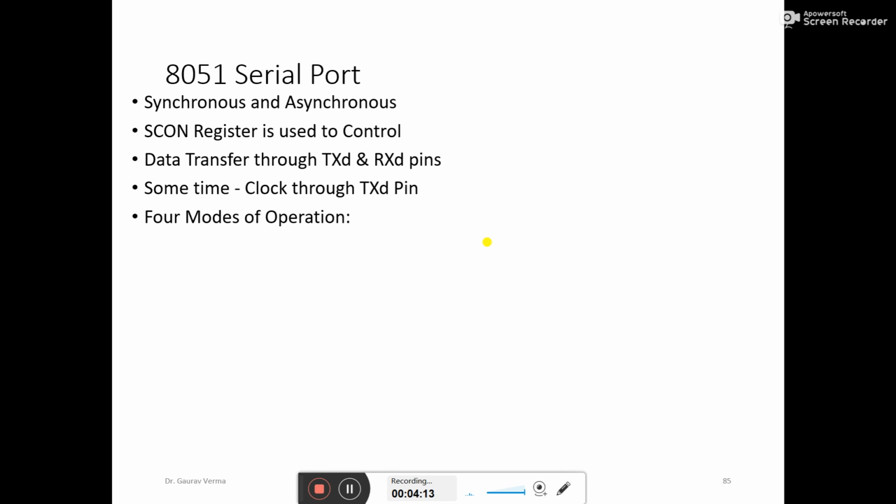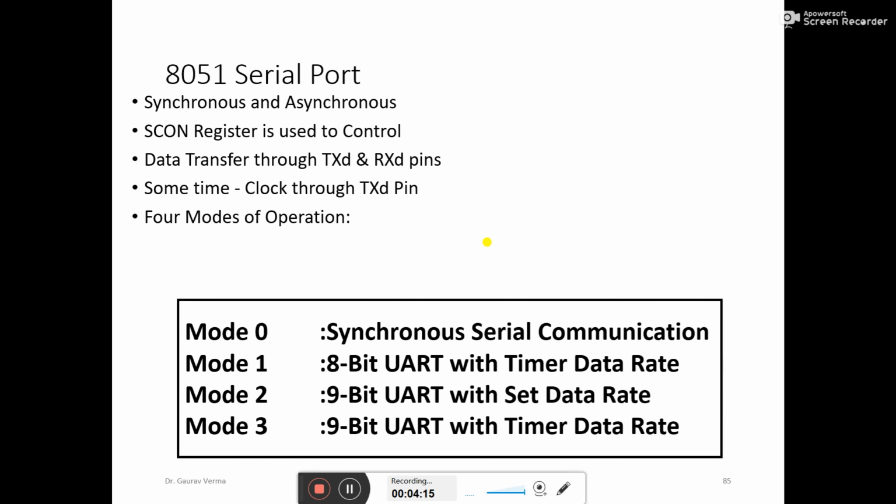Okay, so this is about the 8051 serial port. It is synchronous and asynchronous. The SCON register is used to control the data transfer through the TXD and RXD pins. Sometimes a clock through the TXD pin is there. Four modes of operation are there. Mode 0 is synchronous serial communication. Mode 1 is 8-bit UART with timer data rate, mode 2 is 9-bit UART with fixed data rate, and mode 3 is 9-bit UART with timer data rate.